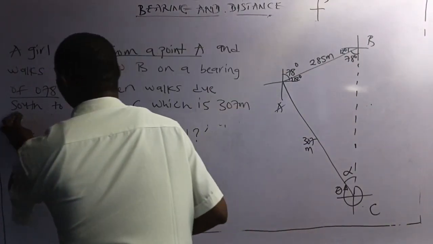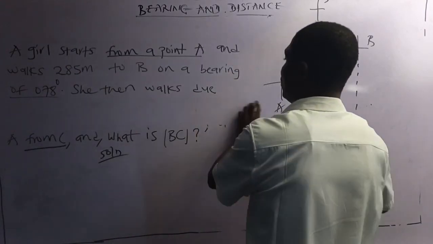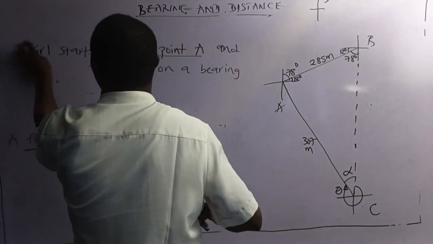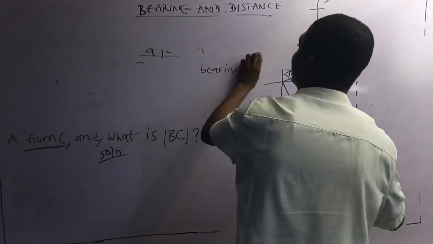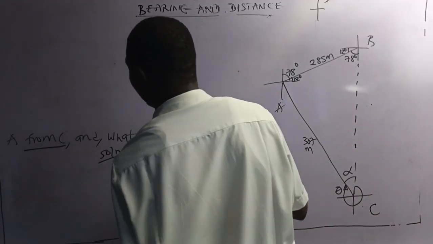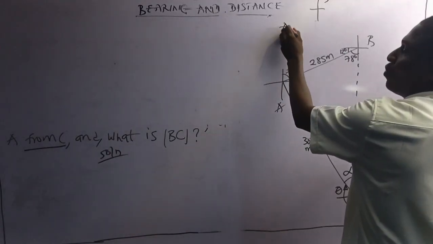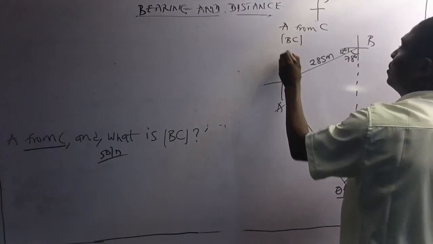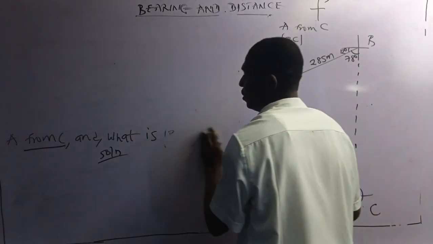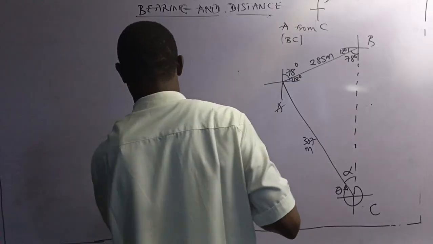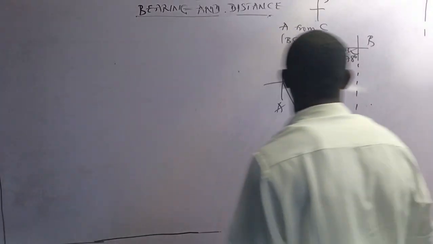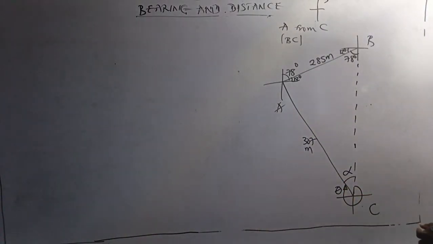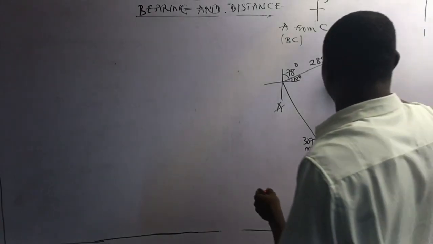So I can clean all the information now, aside from the questions asked. The two questions asked are simply the bearing of A from C and also the distance BC. So I can clean everything here, because my diagram is needed. Now, having this, I can use my sine rule.